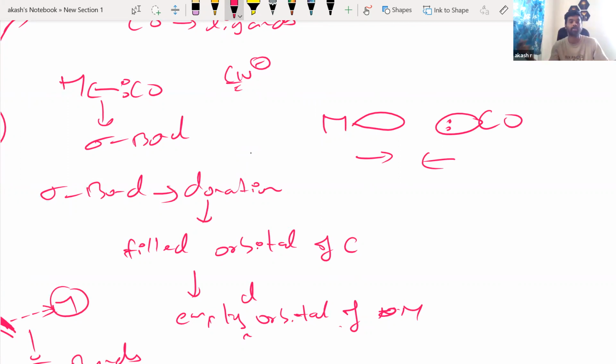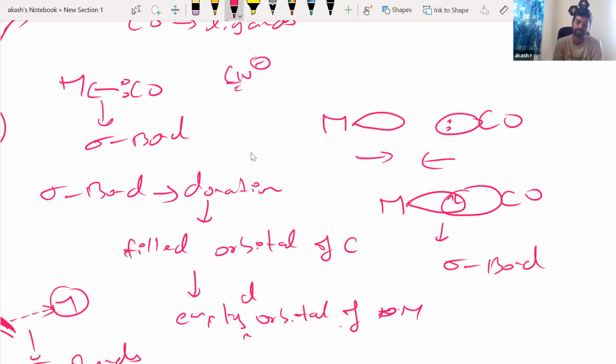Normally, we know how sigma bond formation happens: head-on collision, right? The orbitals will come, and a head-on collision is going to happen for a sigma bond. So we will have carbon, say this is carbon with O, and here we are going to have the 2 electron share. This is your normal sigma bond, right?